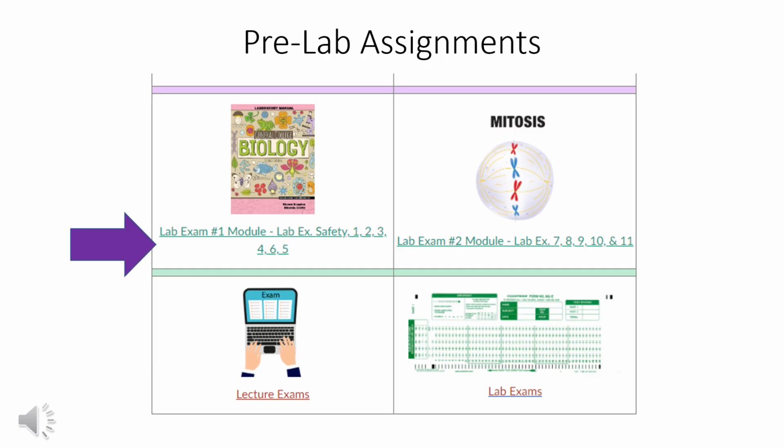Back on the home page in Canvas with all the boxes, one of them down towards the bottom on the left-hand side is lab exam number 1. Module has lab safety. Exercise 1 is microscopes. 2 is chemistry. I'm not reading through all of them. It's got all the lab exercises there. If you'll click on that, we'll talk about some of the lab stuff.